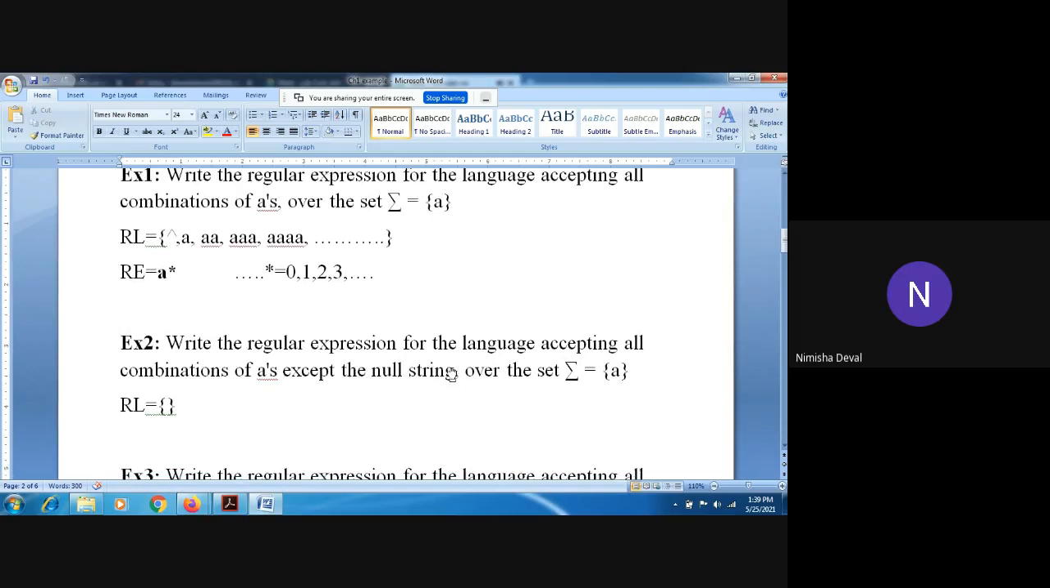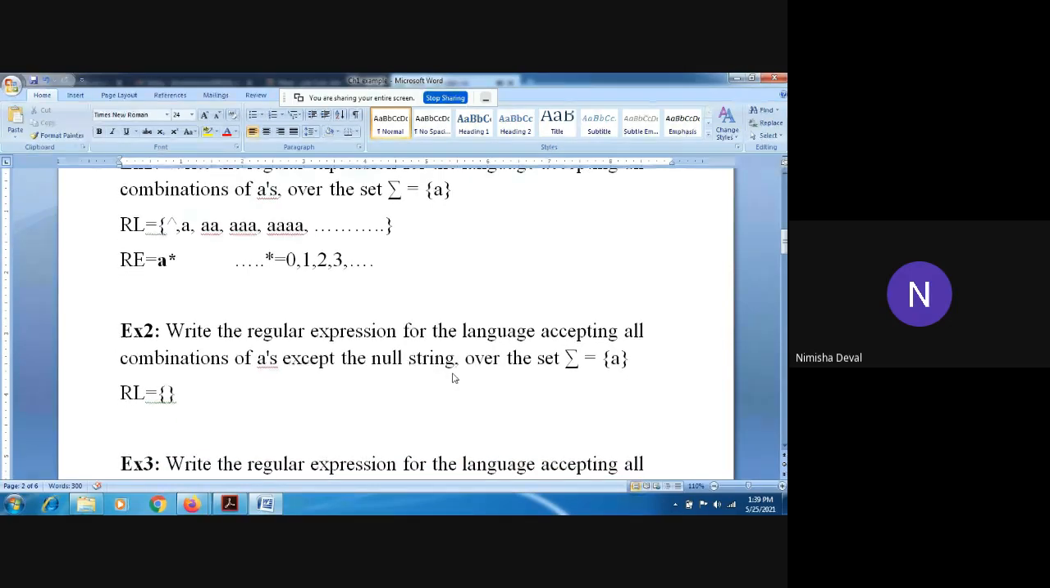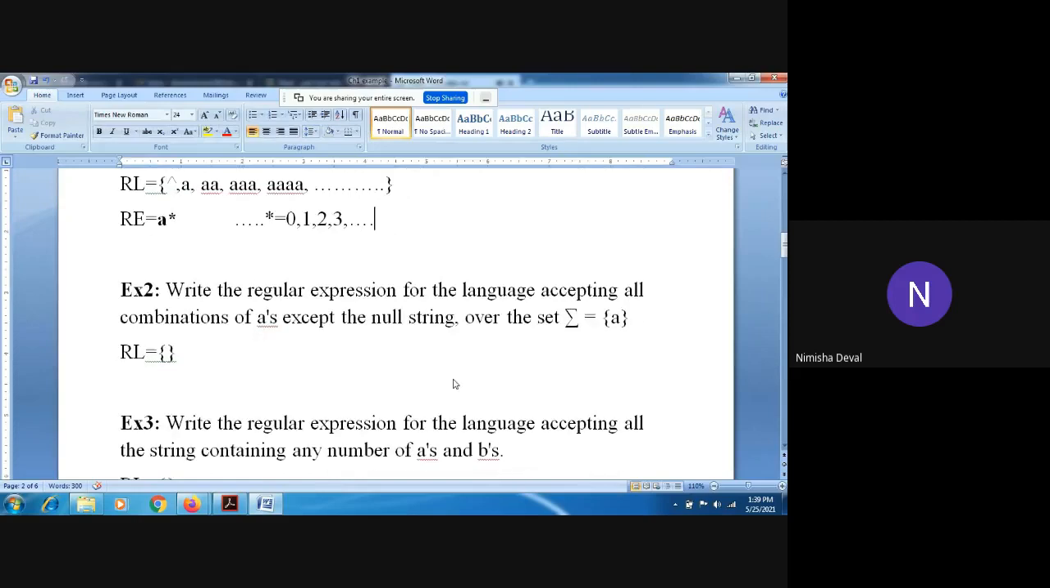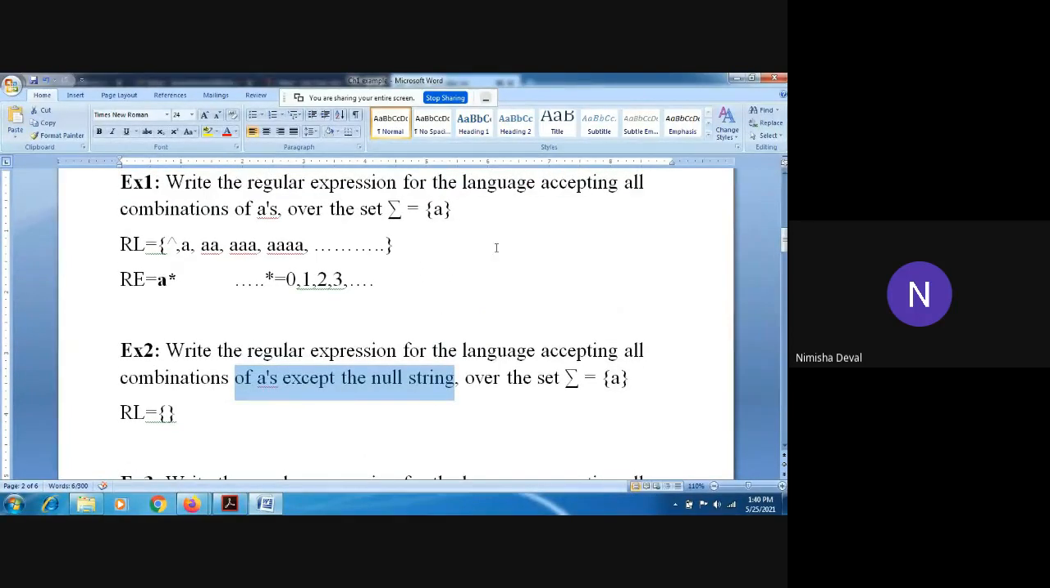Now see, second example. We are starting from very basic. We have started with very basic examples, so that you can solve very higher level examples also, because this subject is for the GATE examination also. Now, second example: write the regular expression for the language accepting all the combinations of a's except the null string. In the previous example, they did not mention except null string, which means we had to include it. Now there is no need to consider the null string.